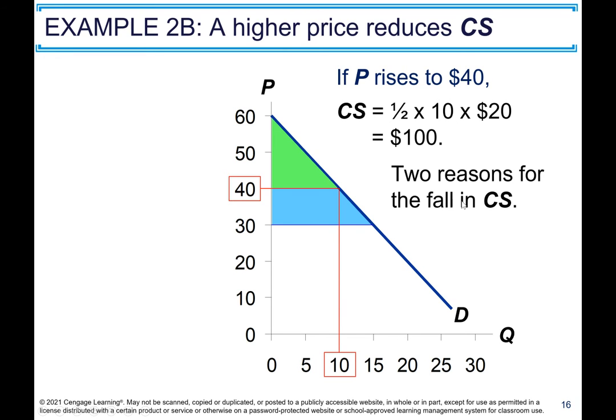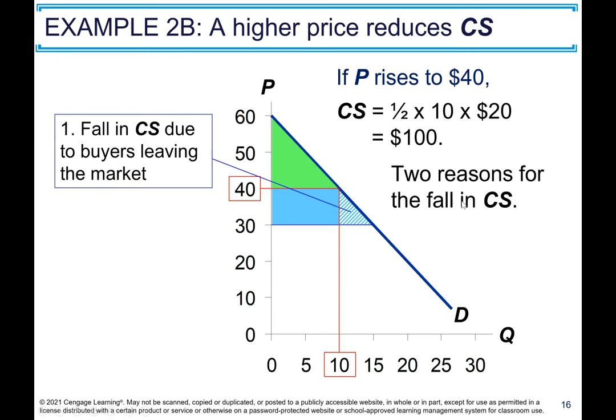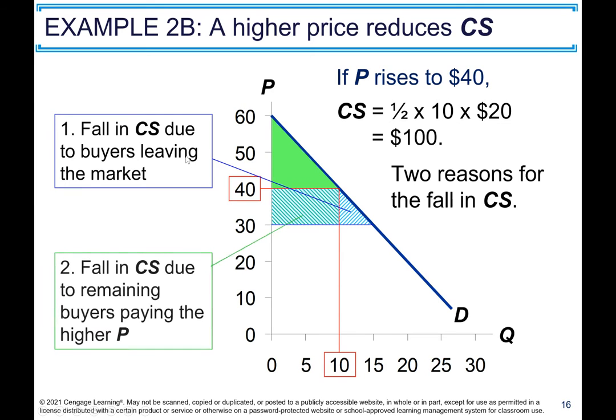Two reasons for the fall in consumer surplus. Number one, a fall in consumer surplus due to buyers leaving the market, and that is this little triangle. The people left the market. Originally it was 15, now it is 10. So 5 people have left the market. Two, a fall in consumer surplus due to remaining buyers paying a higher price. This is the loss due to a higher price. These people who are now buying are paying a higher price.